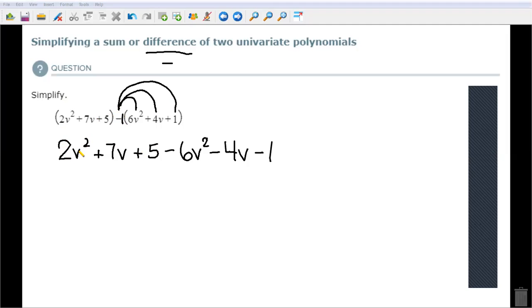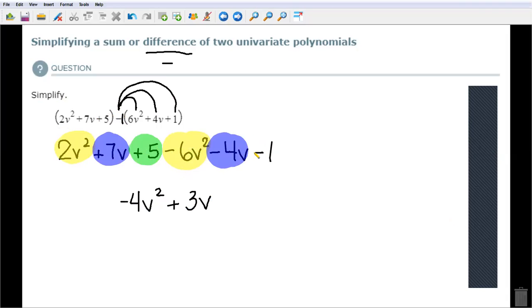So we've got 2v squared, we've got negative 6v squared. 2 minus 6 is negative 4v squared. The second term, we've got 7v and negative 4v. 7 minus 4, that's 3. And then the last one, we've got plus 5 and minus 1. Plus 5 and a minus 1 combined to give you a positive 4. So this is your final answer.